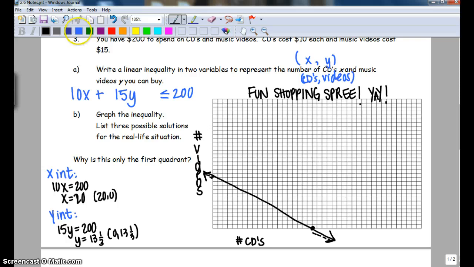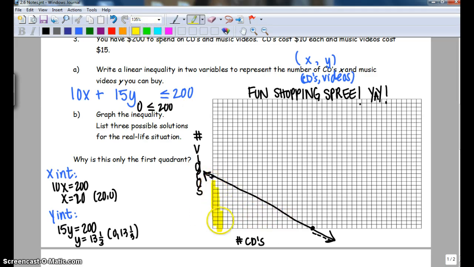Okay, now, ordinarily we would shade, and when we plug in a test point of (0, 0), you should get 10 times 0 plus 15 times 0 is less than or equal to 200. That is true, so we would generally shade here. Here's the problem with that.